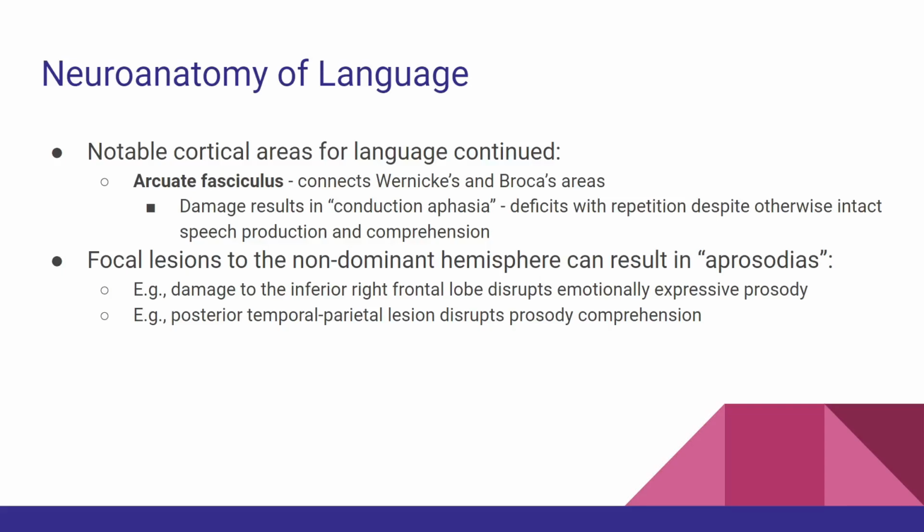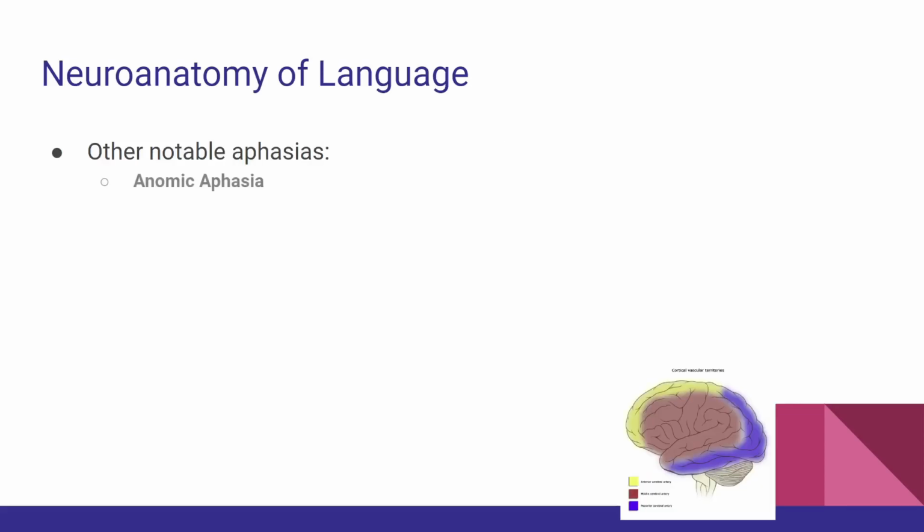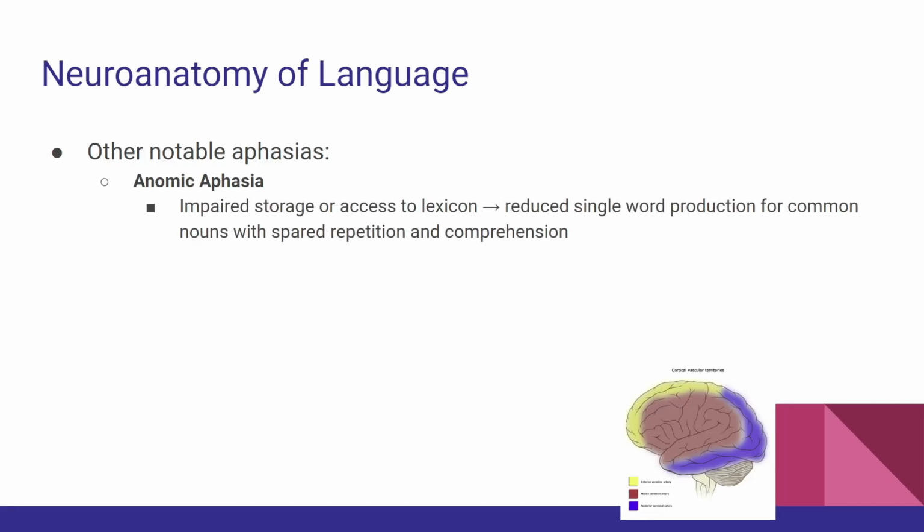So that includes their inflections or the emotional content of how they're phrasing things. There's a few other notable aphasias, including anomic aphasia, which is impaired access or storage to what's called a person's lexicon. So a lexicon is your general knowledge and information about words and how they're used. And this can reduce single word production for common nouns, but repetition and comprehension tend to be spared when this occurs. And this is caused by injury to the inferior parietal lobe or parasylvian connections of the language dominant hemisphere.